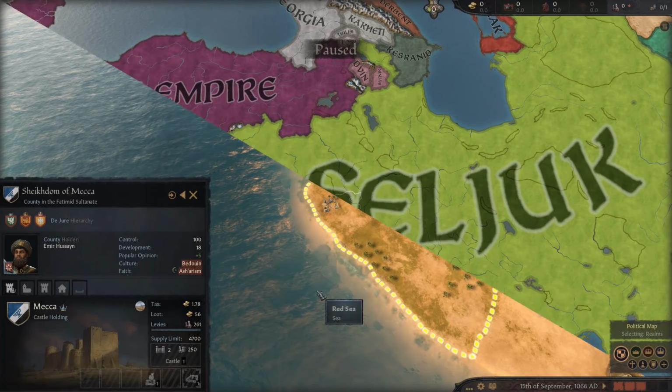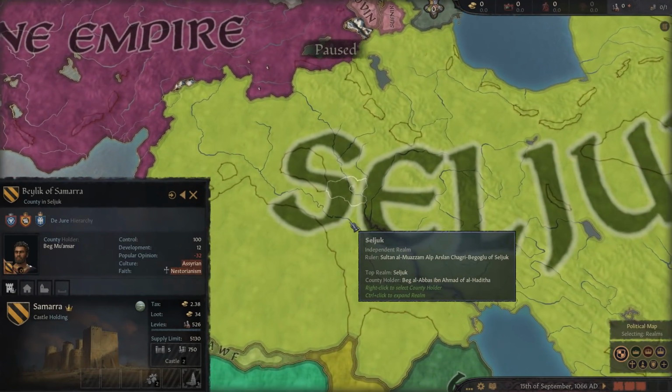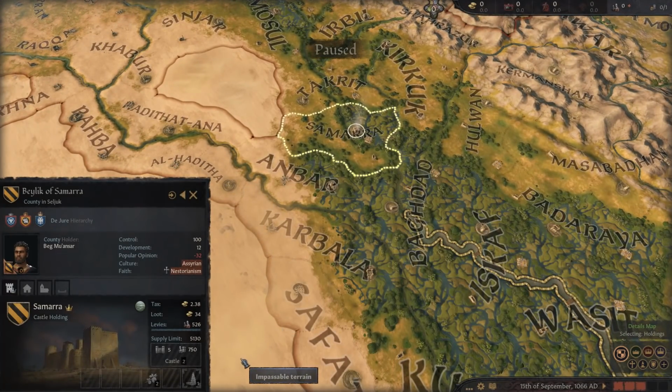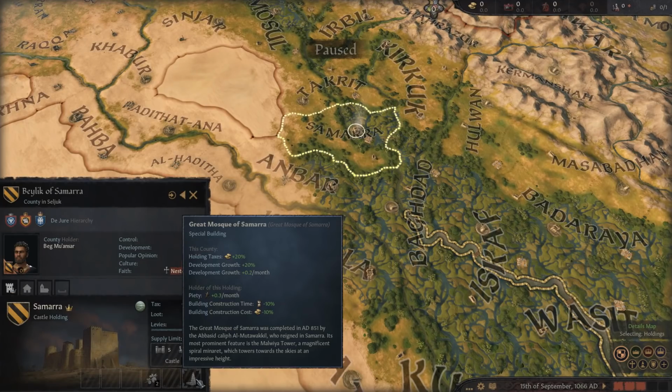Now heading north of where we just were, into the Seljuk Empire, just north of Baghdad, we have Samarra and the Great Mosque of Samarra. Now this, you have to be of Islamic religion for this one to be enabled. The Great Mosque of Samarra was completed in 851 by the Abbasid Caliph al-Mutawakkil, who reigned in Samarra. Its most prominent feature is the Malwiya Tower, a magnificent spiral minaret which towers towards the skies at an impressive height.